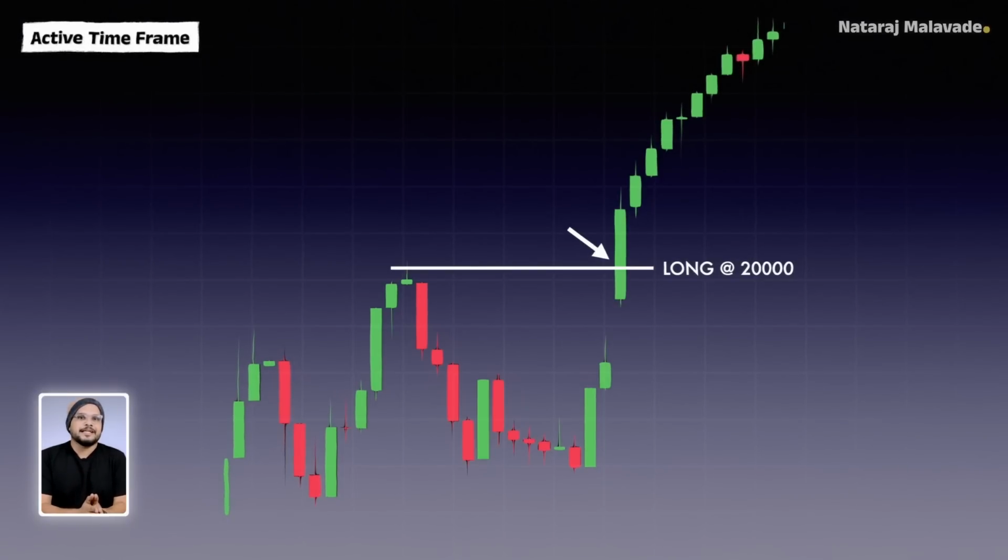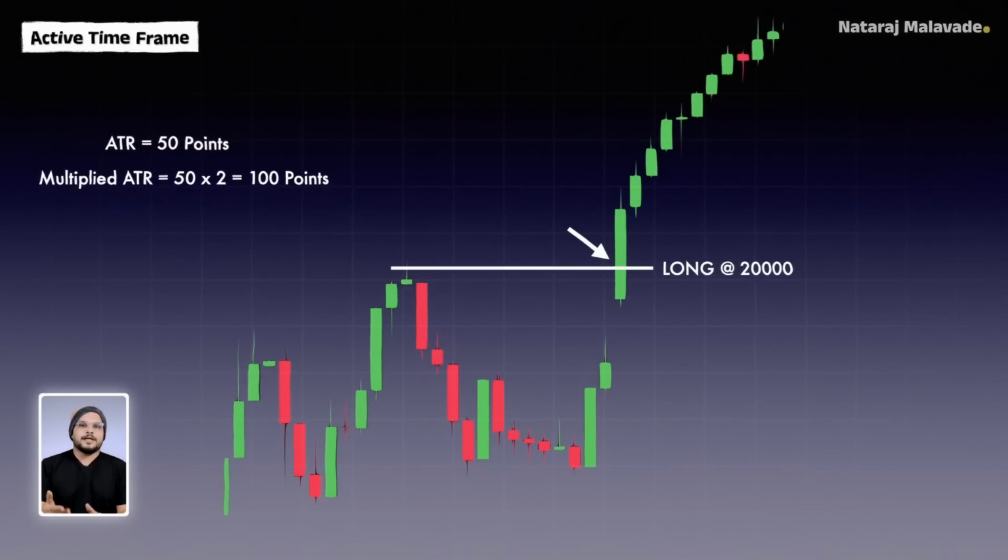To set your stop loss, now it's an important step. Simply subtract the ATR value from your entry price. But the key point is to multiply the ATR because it allows adequate room for your stop loss. That's why it is important to multiply the ATR value to calculate the stop loss point. For example, if the ATR value is 50 points, multiplying it by 2 makes it 100. From your entry price, which is 20,000, subtract these 100 points and you set your stop loss to 19,900.